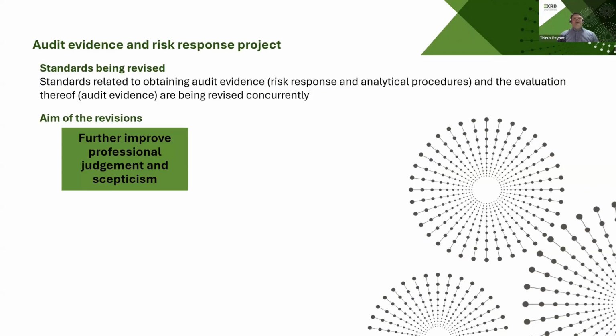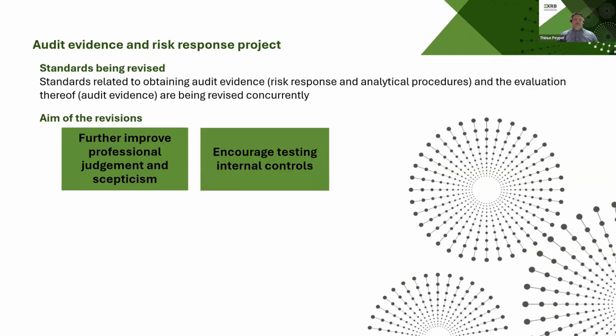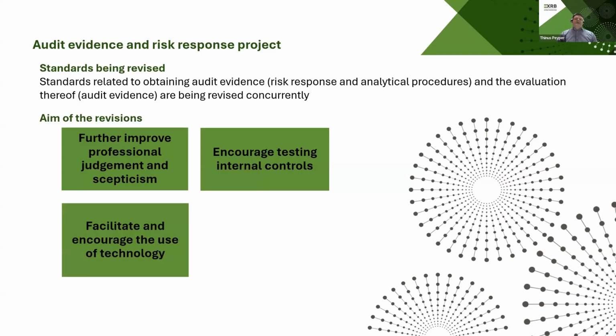The next aim is to encourage the use of tested controls. Here the plan is to clarify when internal controls should be tested, and also to describe how the results of tested controls can be used to your benefit in other areas of the audit. The third aim relates to technology. They want to facilitate and encourage, where appropriate, the use of technology. There has been a lot of discussion here, and at present there could be application material that describes how the principle-based requirements in ISA 330 and ISA 500 apply when you use technology in the audit.